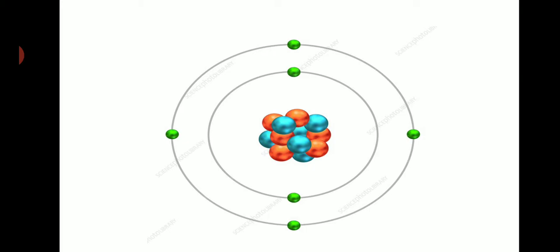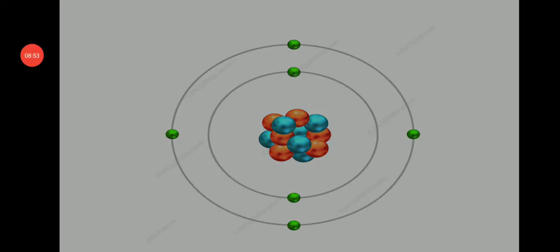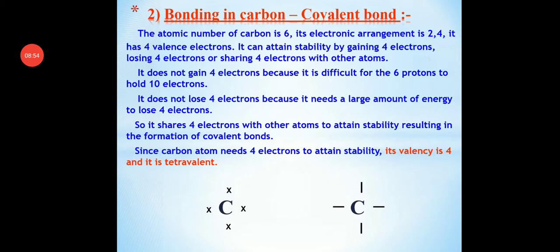So to attain an octet structure, how many electrons does it need? Can you tell me how many electrons it needs to become an octet structure? Yes, exactly. It is 4. Okay, students, you have studied about ionic compounds, right? In the metals and non-metals lesson, we discussed ionic compounds. But how will carbon form a bond?